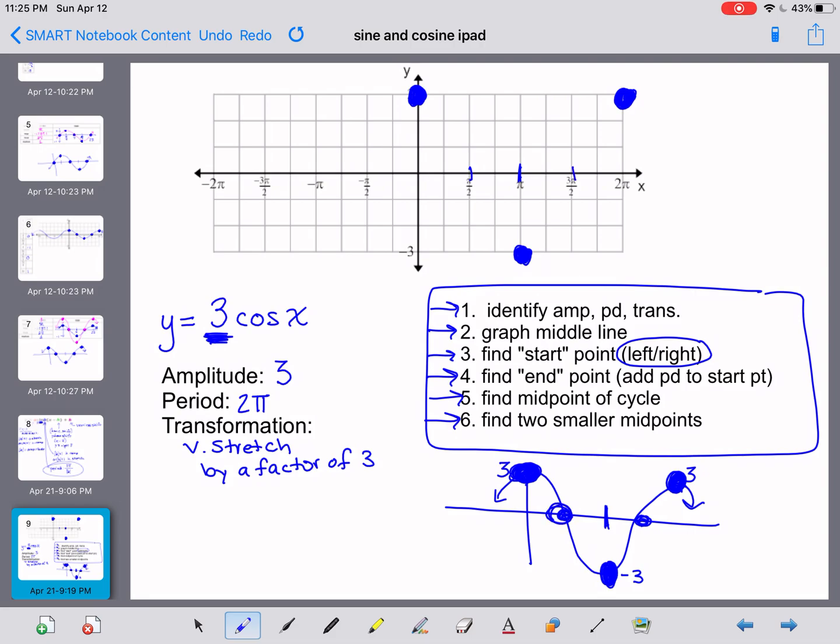Look down here at your parent function. What happens at those 2 smaller midpoints? We're on the middle line. In this case, the middle line is the x-axis. So these are my 5 critical points, okay? These are the 5 points I would want you to highlight. So if you have a colored pencil, a highlighter, but I want them to really stand out, and you'll notice that I do that on my homework as well.